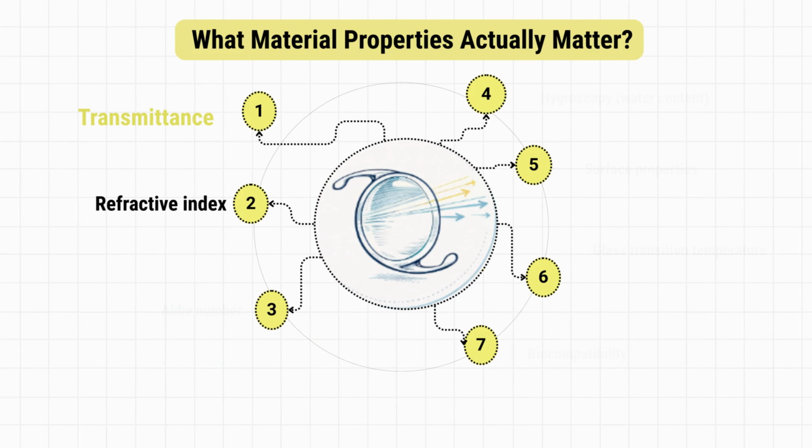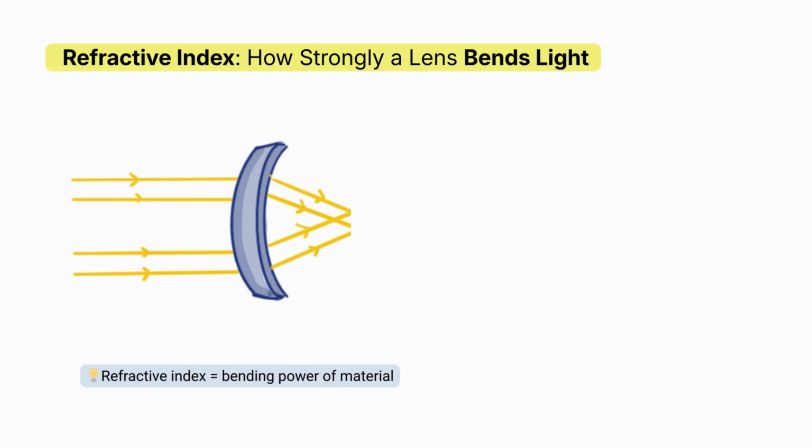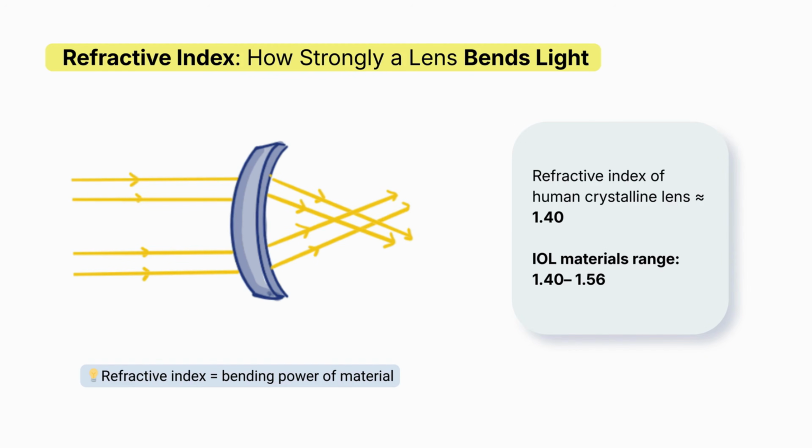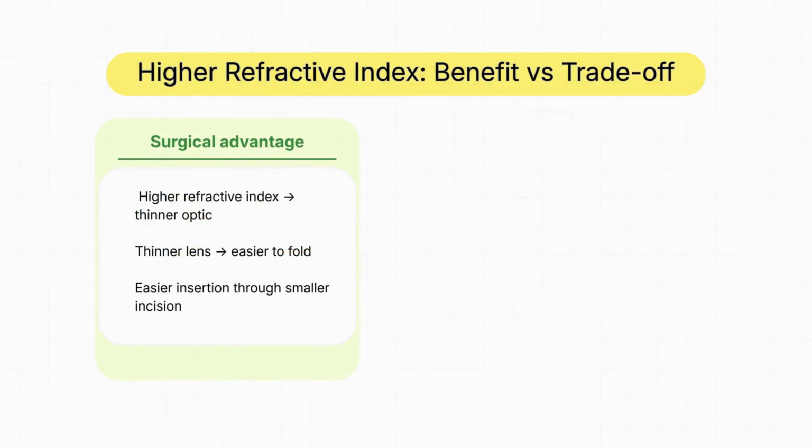The next property is the refractive index. Refractive index measures how strongly a material bends light. The average refractive index of the eye is approximately 1.40, and IOL materials range from about 1.40 to 1.56. A higher refractive index basically means that the bending of light is going to occur to a greater degree. It also allows the same optical power within a thinner lens.